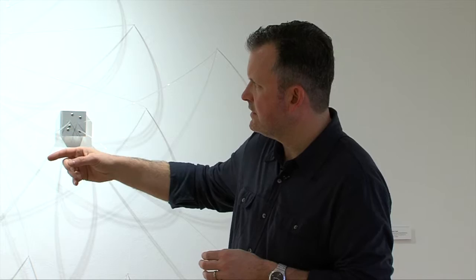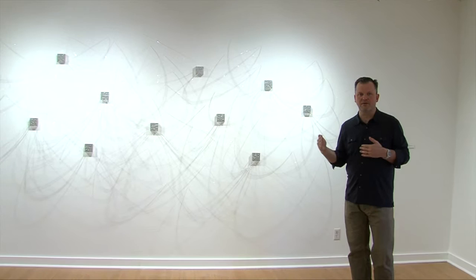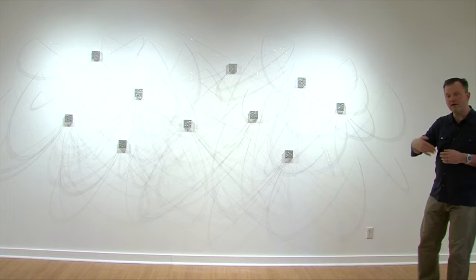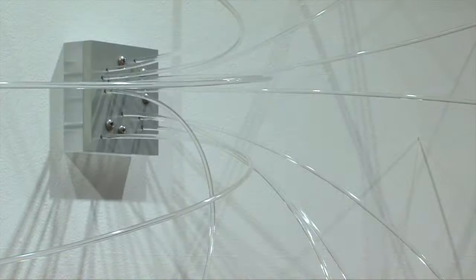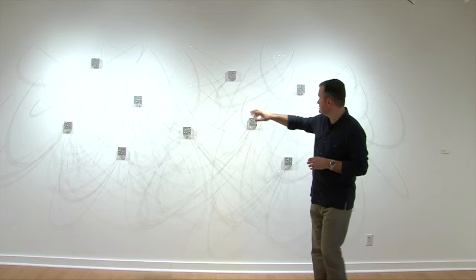So this piece is a relatively large piece. It's got kind of a long title that's a string of letters that are the abbreviations of each of the 10 most populated states in the United States. So California, Texas, New York, Florida, Illinois, and so on. So each of these little blocks are each of those 10 states. And then these sticks, these acrylic rods that come out of them, are a representation of the population of those states. So this is Illinois here.